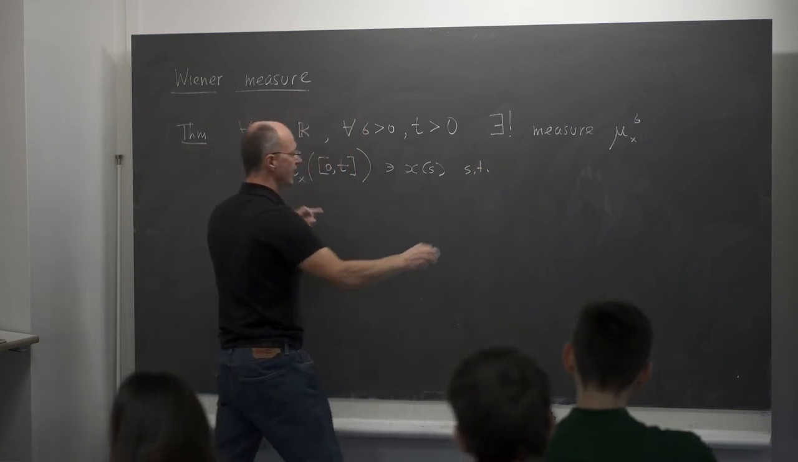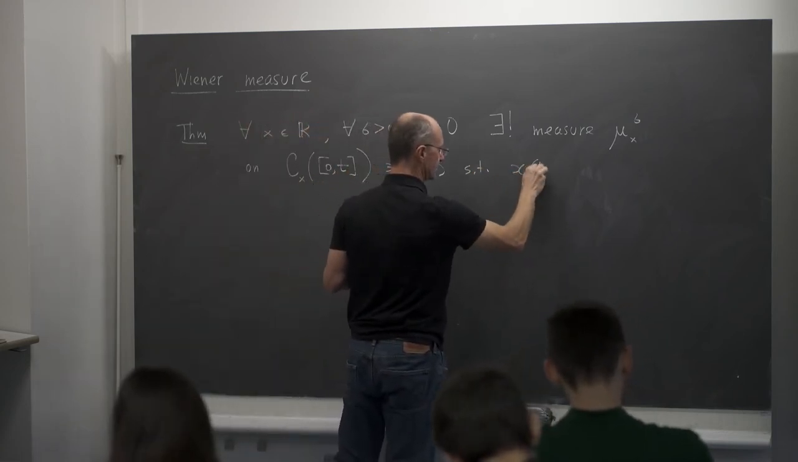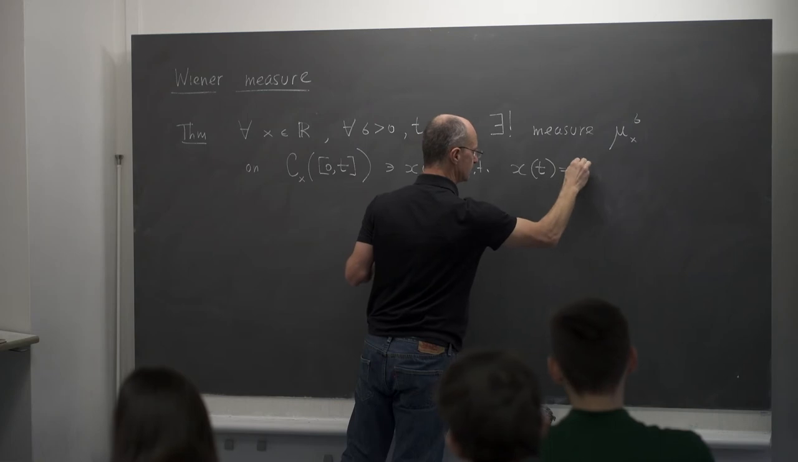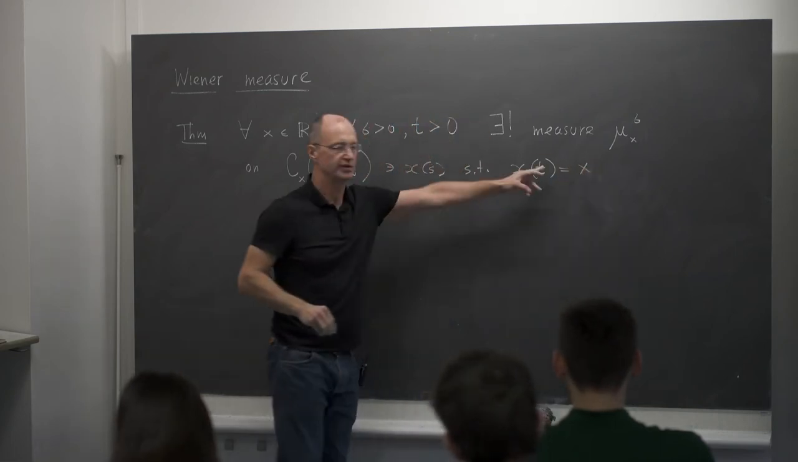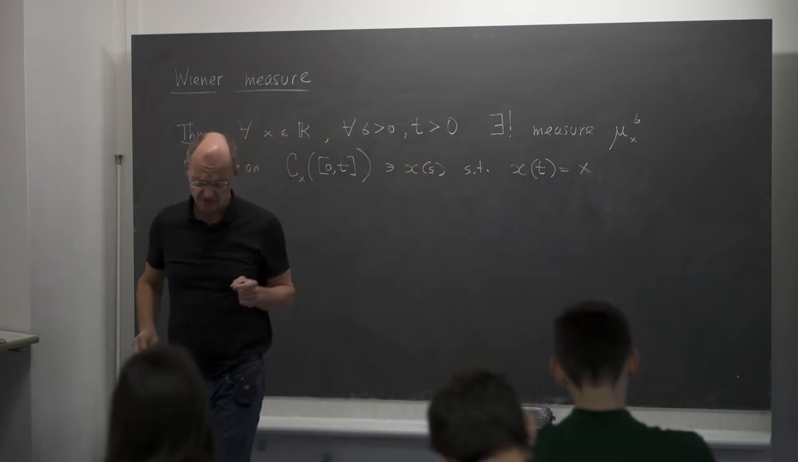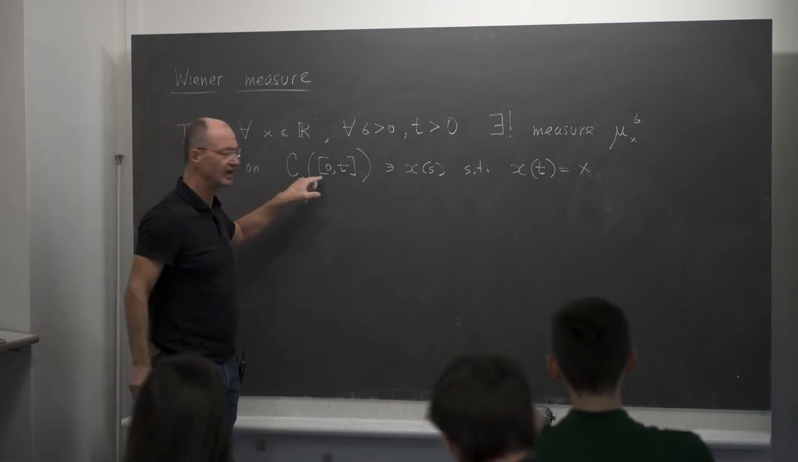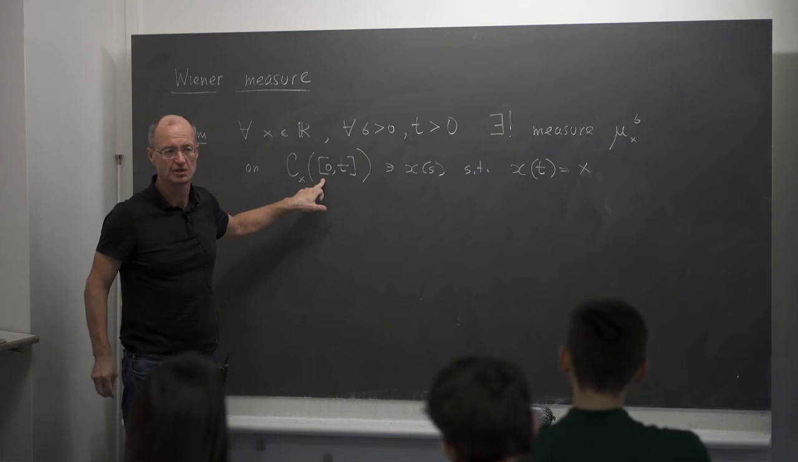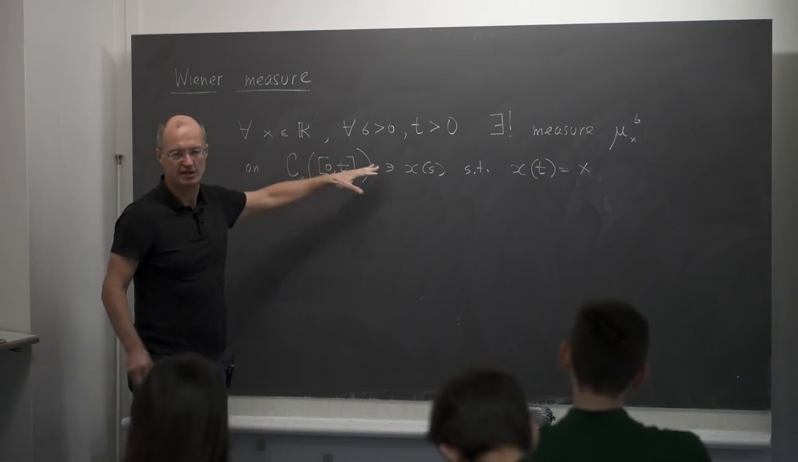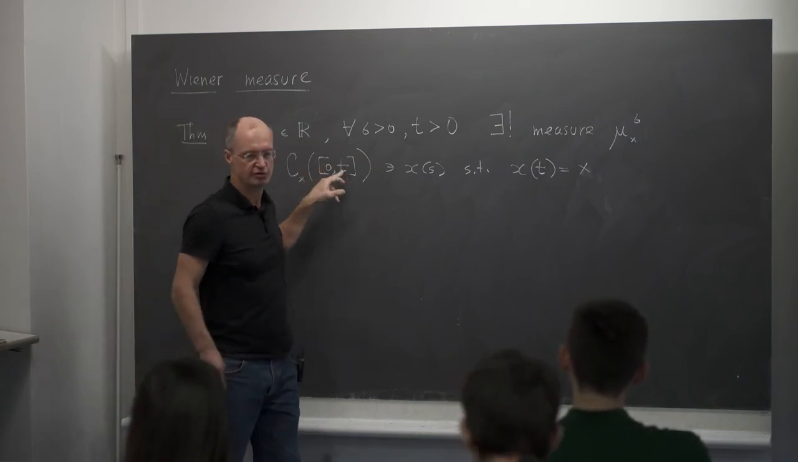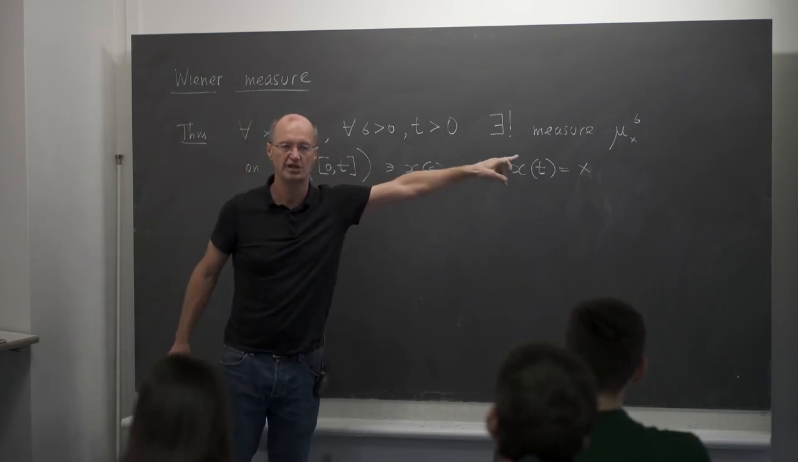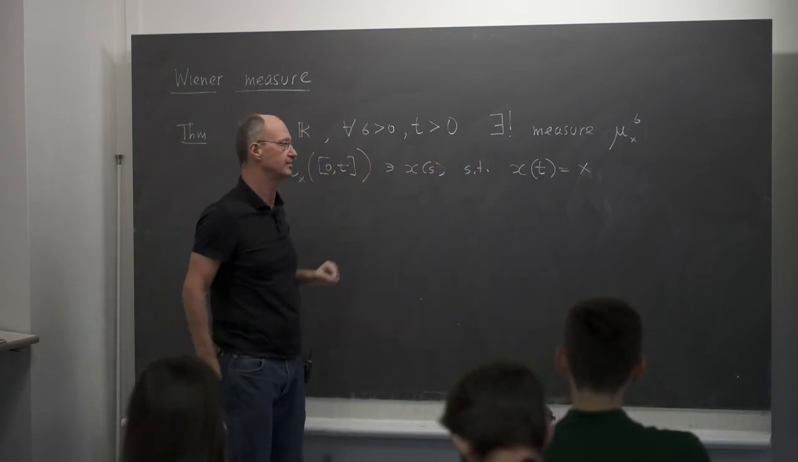And this small x, I will choose it to be the value at the end point. I think usually the Brownian motion people would define fixing the value at the starting point. But for us, it doesn't matter basically. For us, it will be somewhat more convenient to fix the value at the end point where the Brownian path comes.